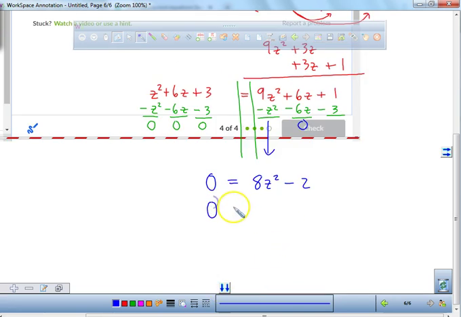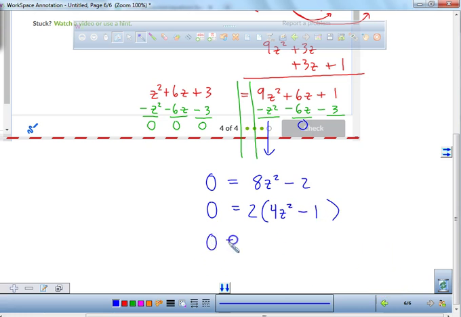Is there a factor that's both common to an 8 and a 2? What number goes into an 8 and a 2? 2. We're going to factor out a 2. If I factor out a 2, what do I have left? I have a 4z squared minus 1.